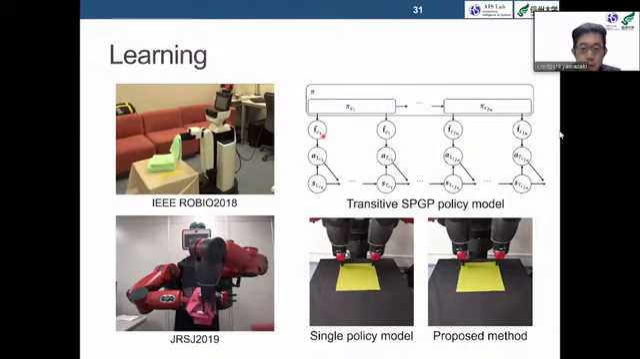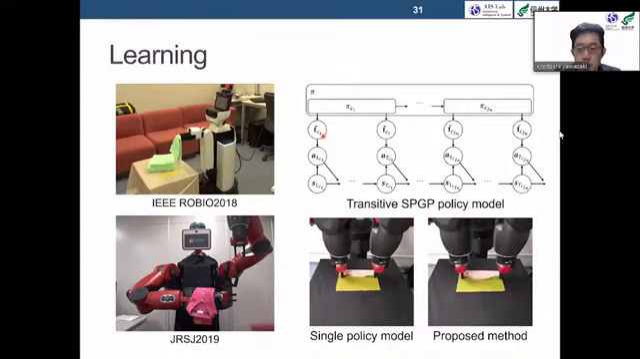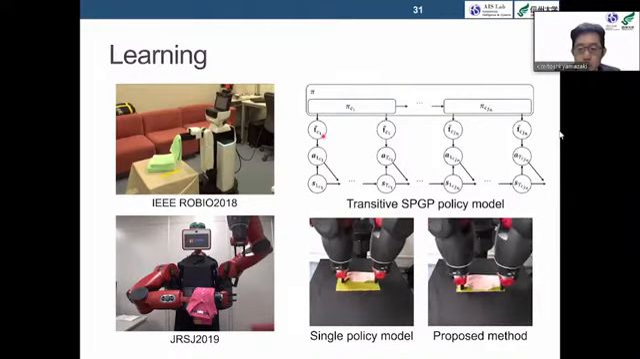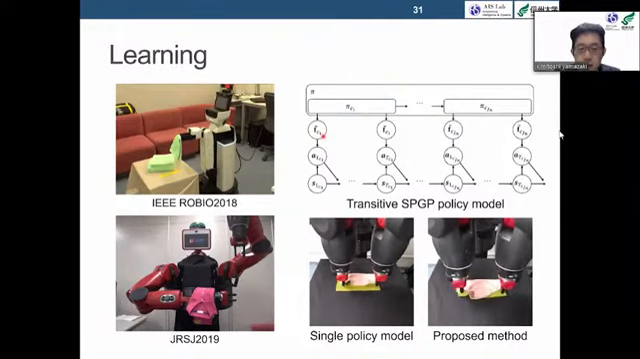On the right is our proposed policy model. It processes two things simultaneously, that is, segmentation of a task into multiple simple actions and reinforcement learning of each action. The bottom right videos show that the proposed method folds better than the single policy.